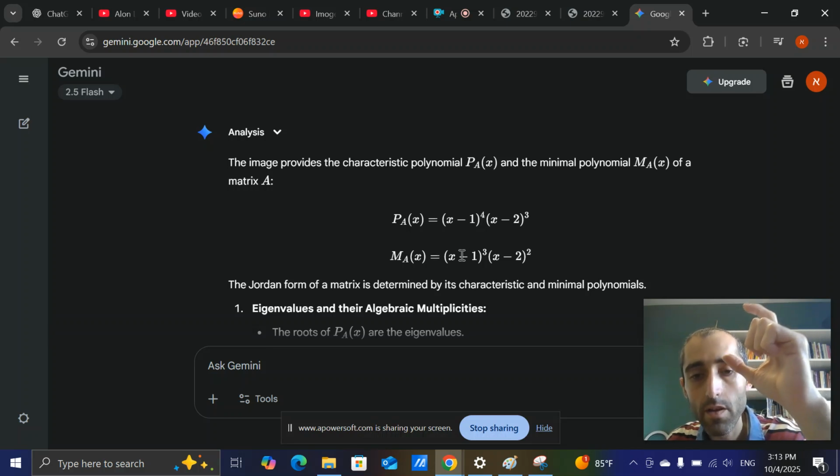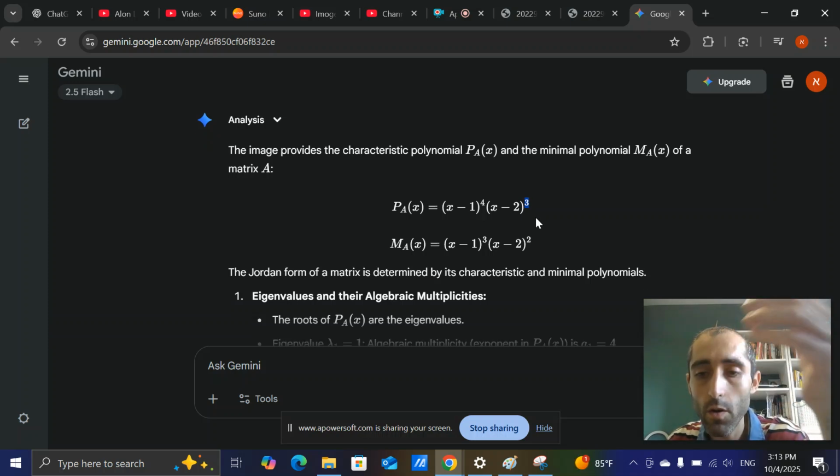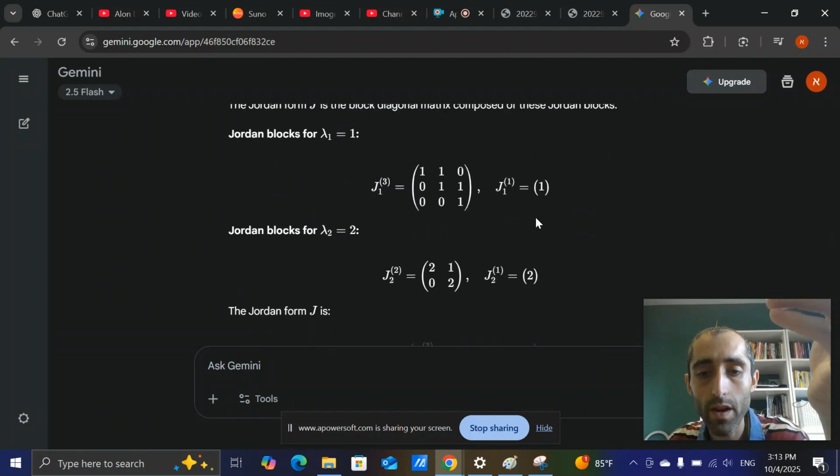So it must be that one of the blocks is of size 3, and what we have left is 4 minus 3, which is 1. So the second block for eigenvalue 1 is of size 1. Now for eigenvalue 2, we have the biggest block of size 2, and we know that the sum of sizes of blocks is 3. So we have a block of size 2, and 3 minus 2 is 1. So we have another block of 1. So we can know all the blocks we need.